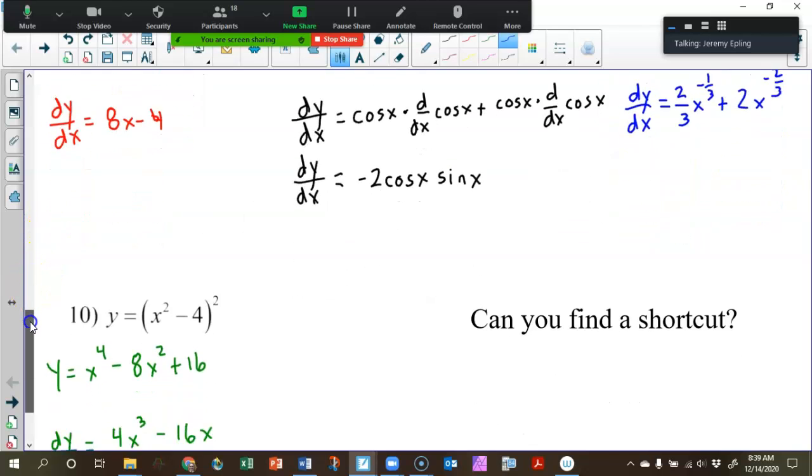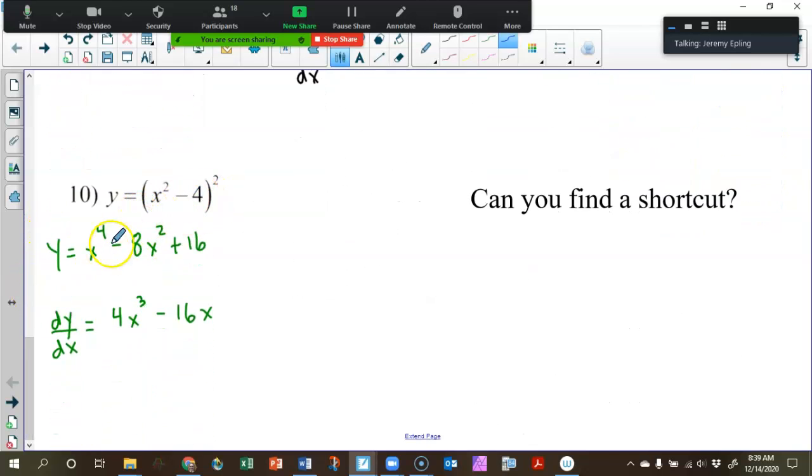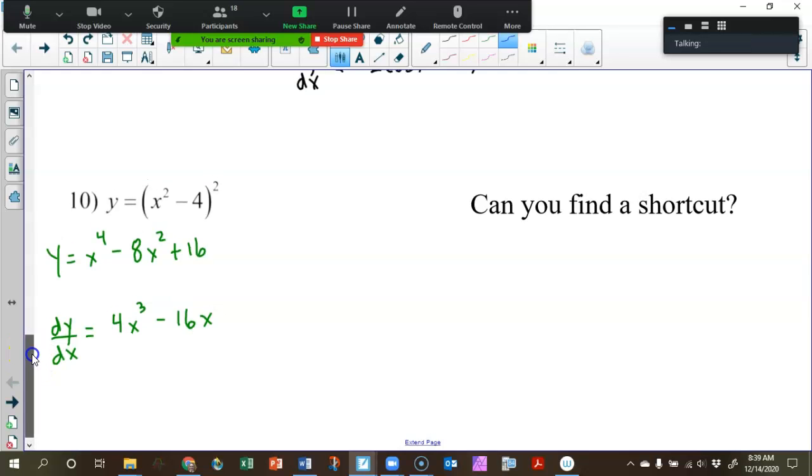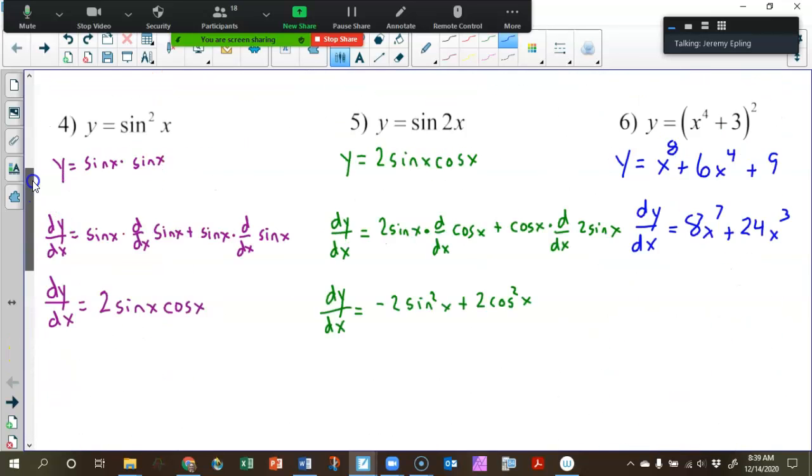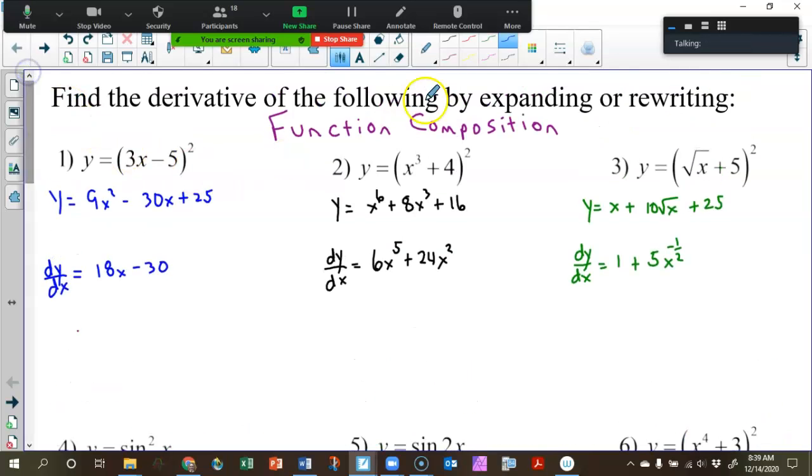All right, and then your last one, again, you could do by expanding. We can rewrite this before we take the derivative. We get x to the 4th minus 8x squared plus 16. And the derivative is 4x cubed minus 16x. Now, what I tried to do with these 10 problems was giving you 10 things that had function composition that you could find the derivative because it was simple function composition. And what we want to look for is a pattern.